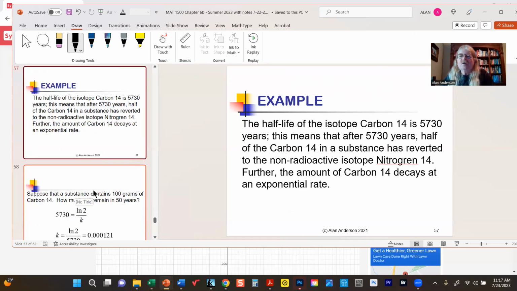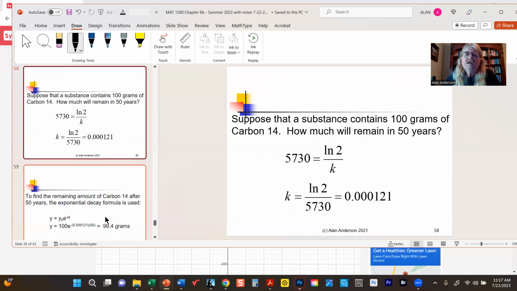So we finally get to do carbon-14. The half-life of the isotope carbon-14 is 5730 years, which means that after 5730 years, half of it has reverted to nitrogen-14, which is a completely non-radioactive element. And it's decaying at an exponential rate. We know this from experience. So therefore, if a substance contains 100 grams of carbon-14, how much will be left in 50 years?